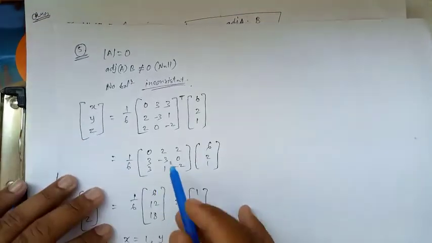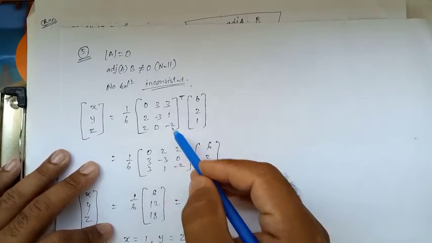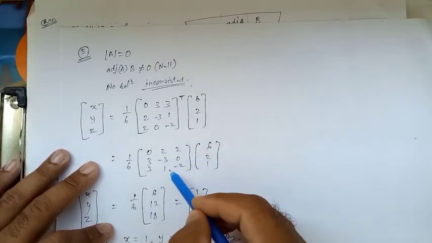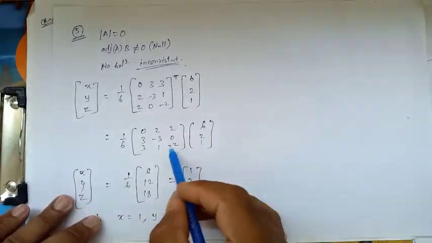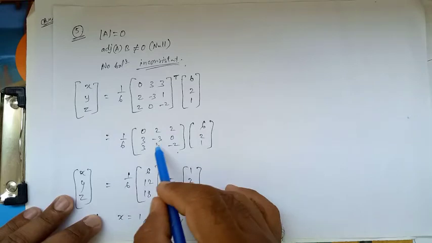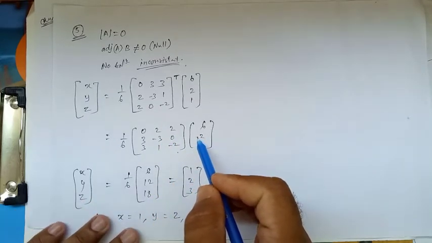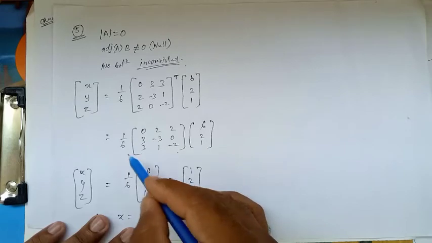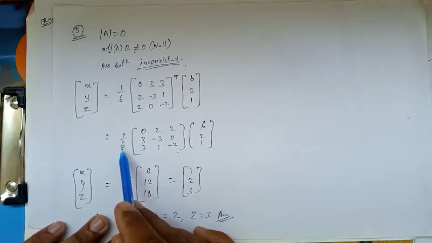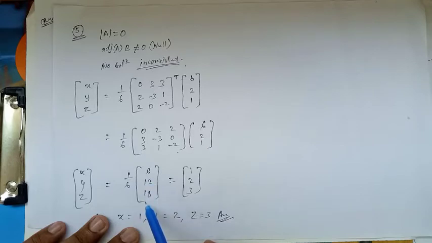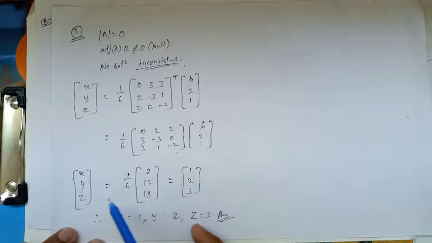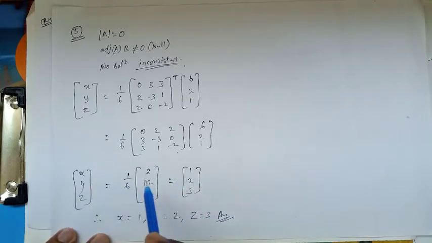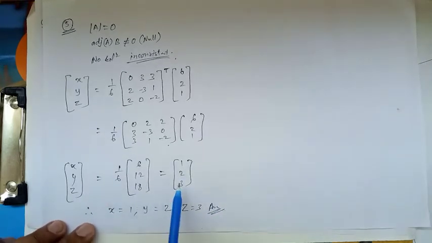Further, multiplying, first we take the transpose of this. So we took that transpose, and after multiplying these two matrices we got this one, and further we multiply 1 by 6 to each and every element, then we got 1, 2, 3. And x, y, z is equal to 1, 2, 3, therefore corresponding elements are equal. So x equal to 1, y equal to 2, and z equal to 3.